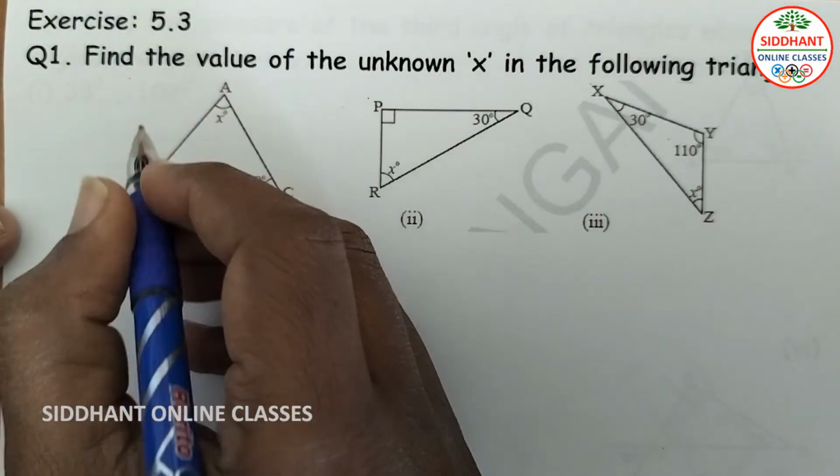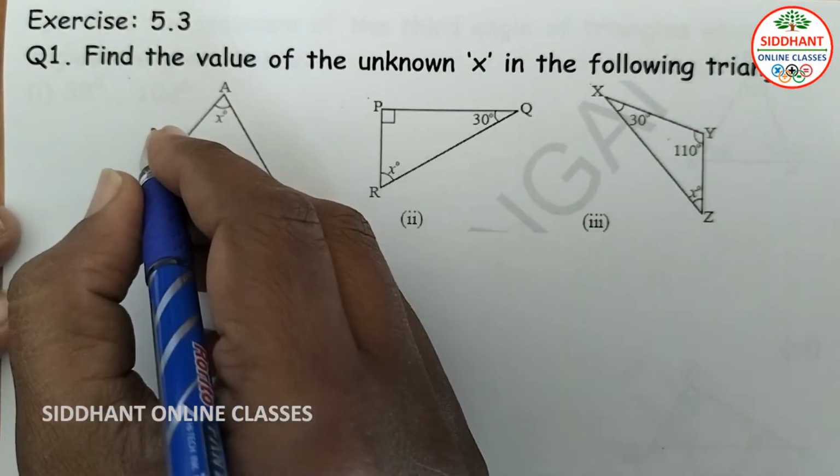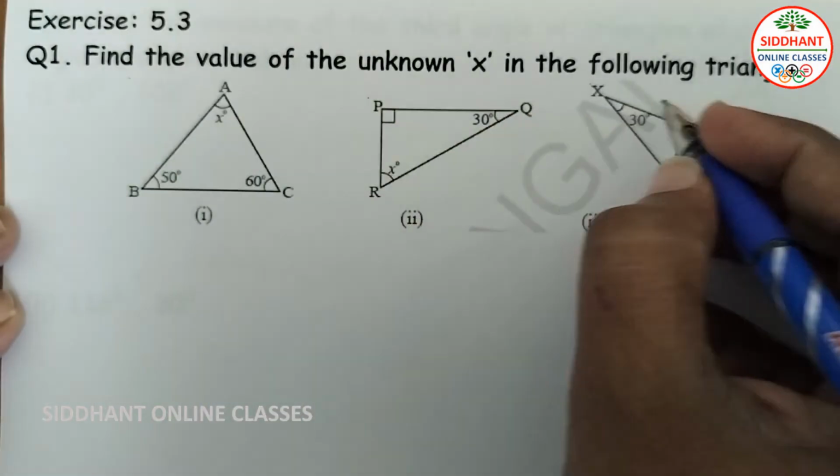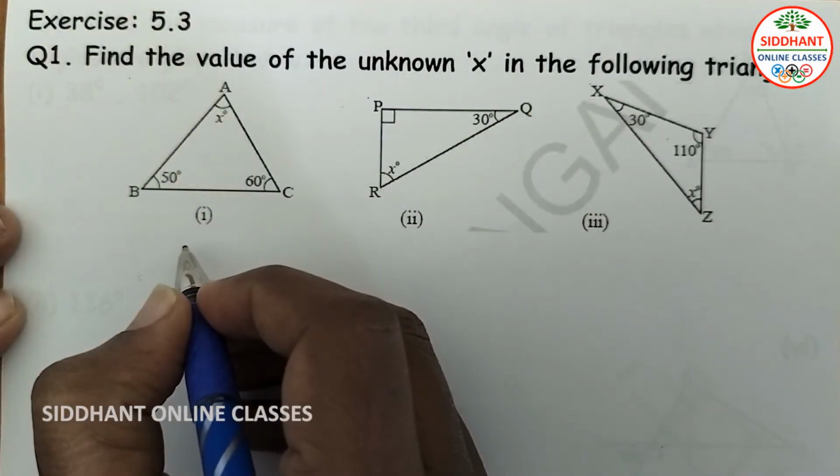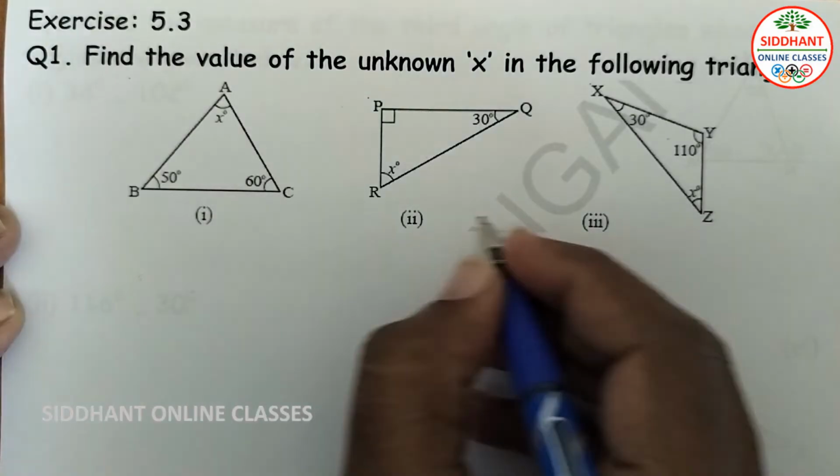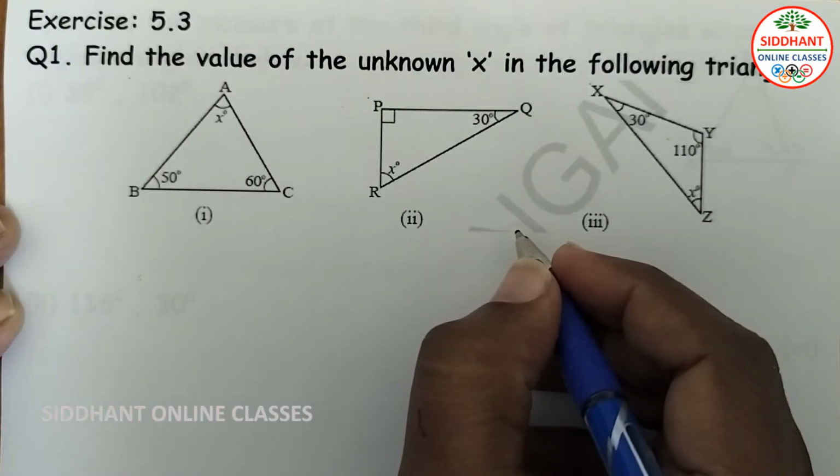Exercise 5.3, question number 1. Find the value of the unknown x in the following triangles. So, three triangles have been given here.